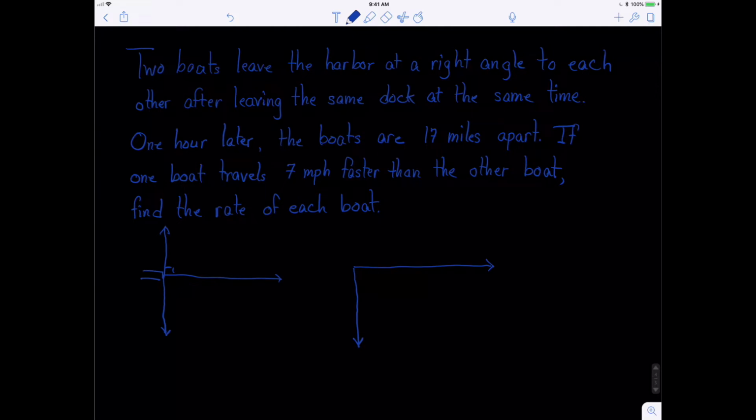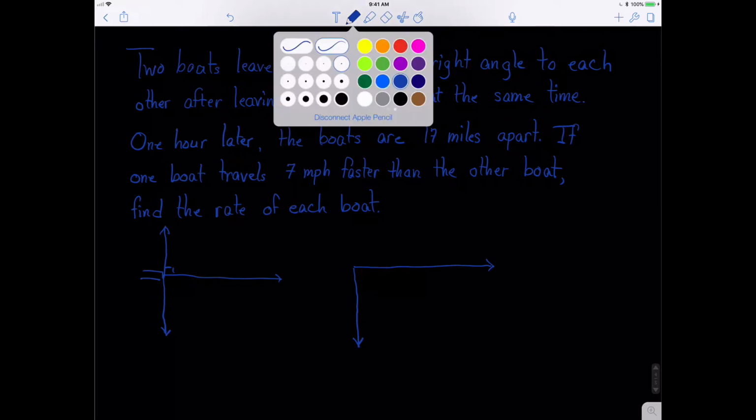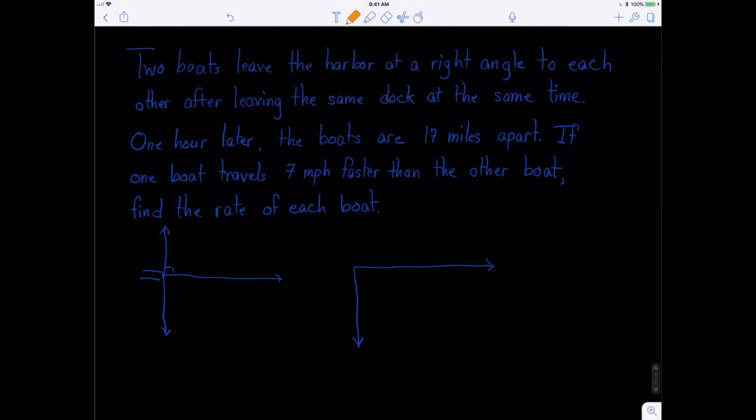Now, it says in the problem, so we've taken care of our right angle. It says 1 hour later, the boats are 17 miles apart. Well, when you think about how far apart the boats are, what you're really doing is you're looking here. This is the 17 miles. That's how far they are apart. So the question then is, what is the distance of this boat, and what about the distance for this boat?